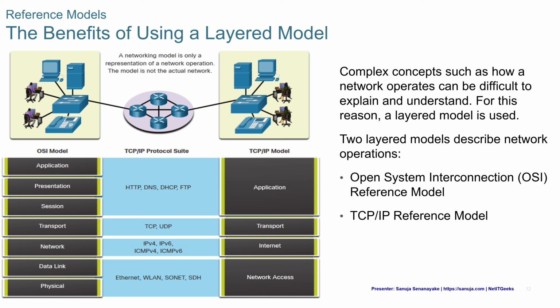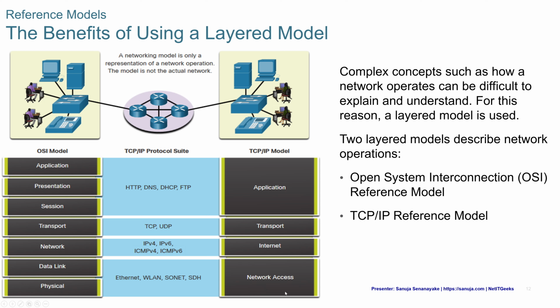across a network. Two layered models that describe network operations and are commonly used, as I mentioned before, are the OSI model and the TCP/IP model. So on the left-hand side, we have a comparison between the OSI model and the TCP/IP model. On the OSI model, we have 7 layers from bottom to the top, starting with physical layer, then data link, network, transport, session, presentation, and application.